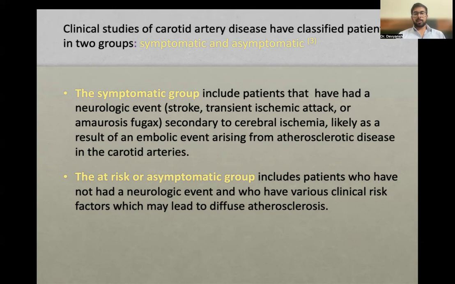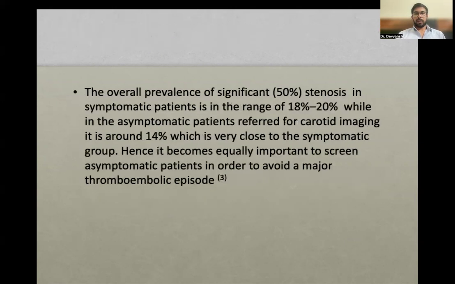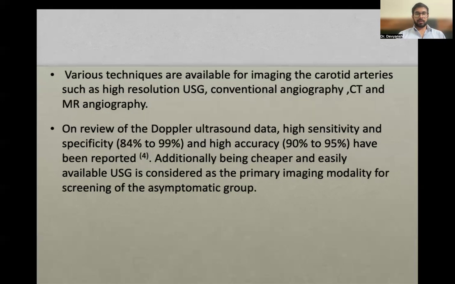The at-risk or asymptomatic group includes patients who have not had a neurological event and who have various clinical risk factors which may lead to diffuse atherosclerosis. The overall prevalence of significant stenosis in symptomatic patients is in the range of 18 to 20%, while in asymptomatic patients referred for carotid imaging, it is around 14%, which is very close to the symptomatic group. Hence, it becomes equally important to screen asymptomatic patients in order to avoid a major thromboembolic episode.